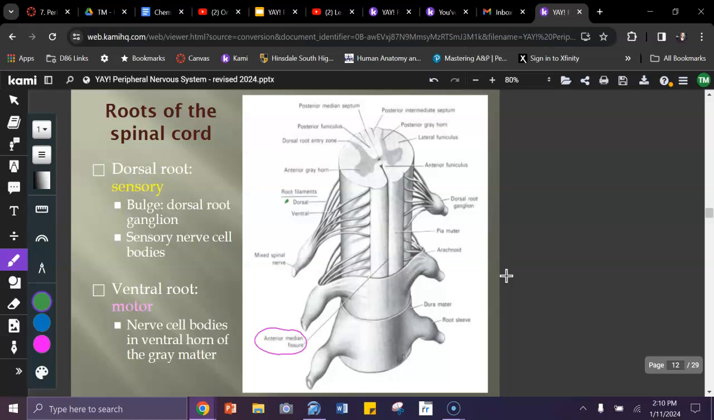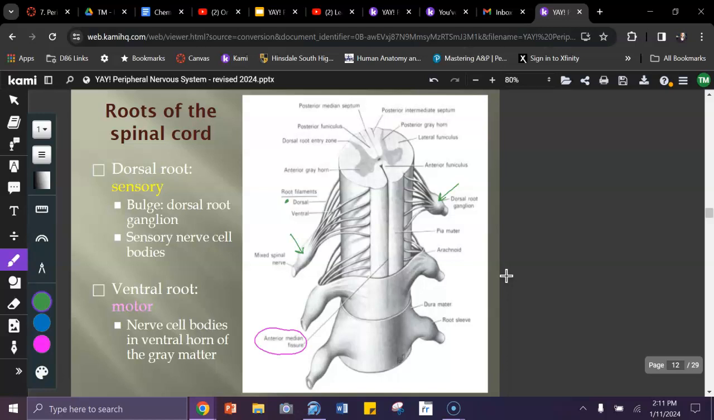the dorsal root is going to be accompanied by a bulge. There's one here, and the actual label for it is over here. This is the dorsal root ganglion. And the cell bodies of sensory neurons or of afferent neurons are what are collected within that dorsal root ganglion. So that's your answer to number 17.